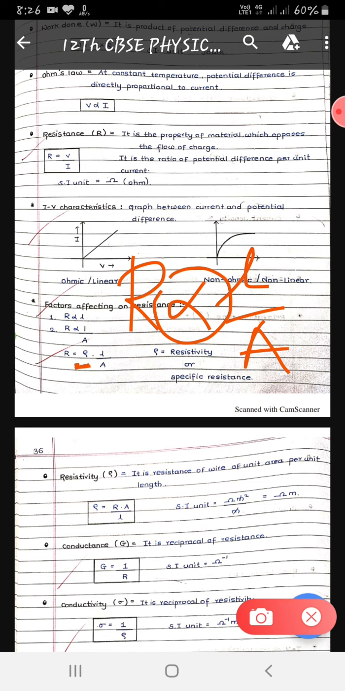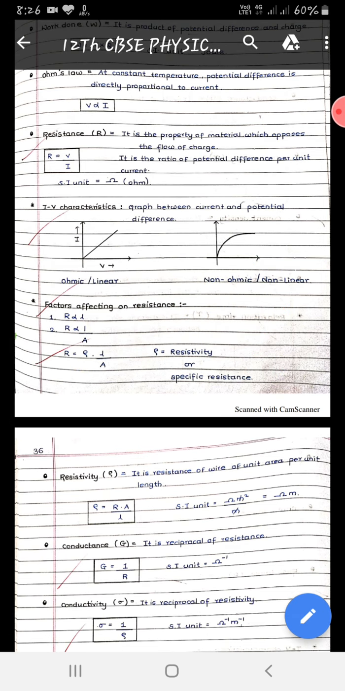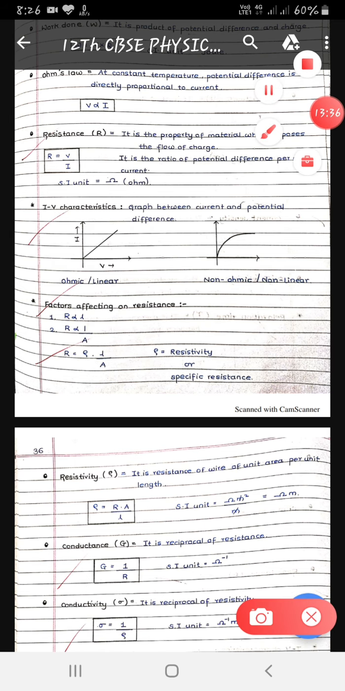That constant is called rho, and rho is resistivity or specific resistance. If you calculate the formula for resistivity, it will come as Ra upon L. Okay, so now next definition, hope you understood the factors affecting the resistance. Next point, the resistivity. If you see the resistivity formula, it is nothing but rho is equal to Ra upon L, and this formula has been rearranged or derived from this formula.